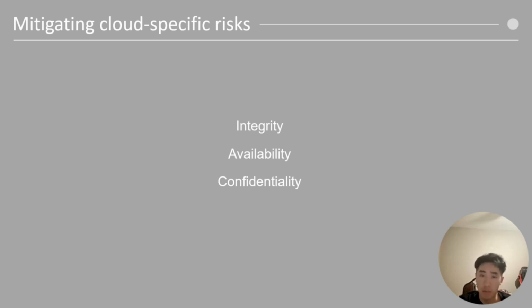About availability, availability includes high availability architecture and distributed denial of service mitigation. And overall, cybersecurity measures play a critical role in safeguarding the confidentiality, integrity, and availability of data in cloud environments. So we need to follow these three key elements, three rules, to make sure we are mitigating cloud-specific risks.